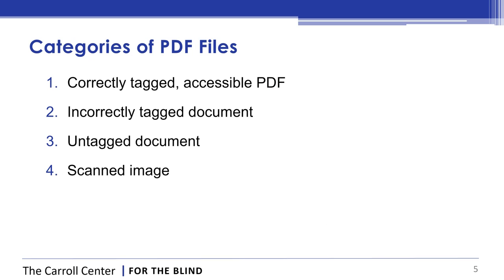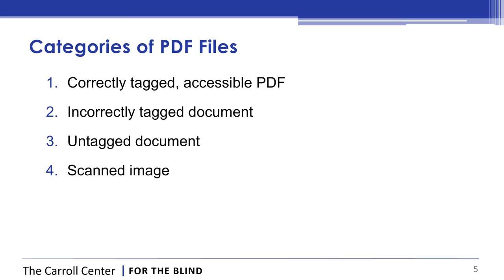Categories of PDF files. Now, this is not any sort of official categorization. I just thought about the different types of PDF files you're likely to encounter, and I lumped them into 4 different categories. And really, these categories are more of a spectrum from best case scenario to worst case scenario. Number 1, the ideal situation is that you've received a correctly tagged accessible PDF file.